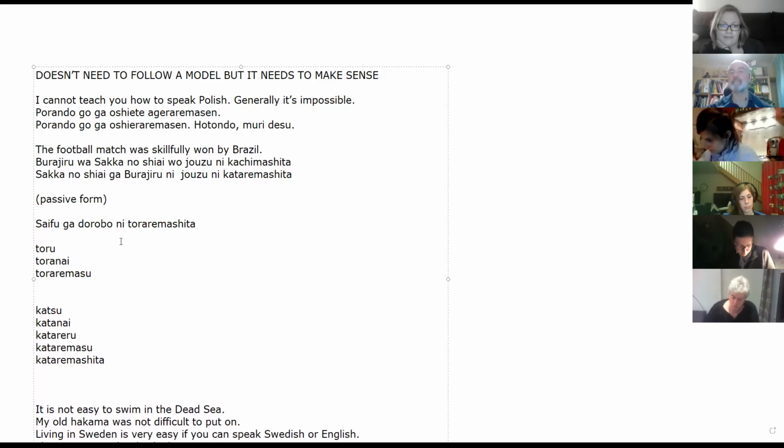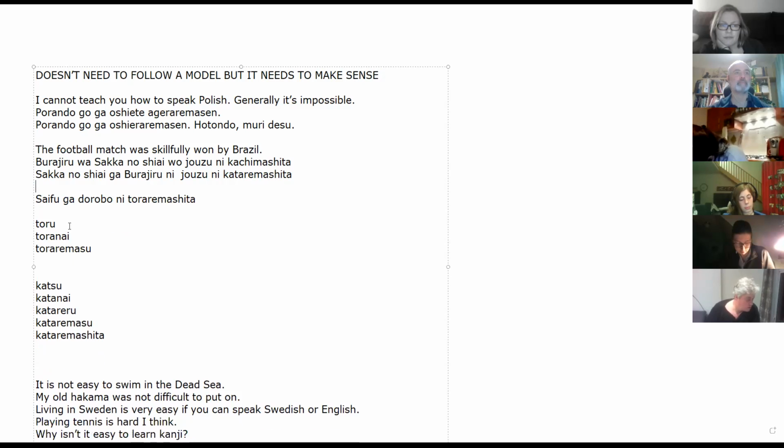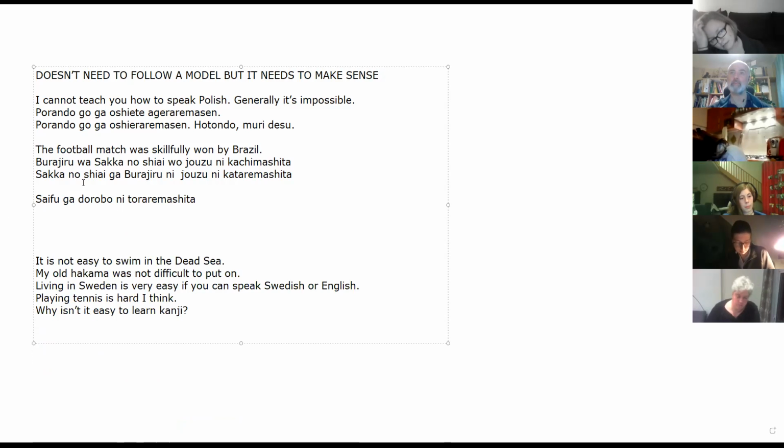Toraremashita. Toraremashita. So that's just a passive form to say it was stolen. And here we're using the passive form to say the match was won skillfully by Brazil. Saka no shiai ga Brazil ni jouzu ni kataremashita.